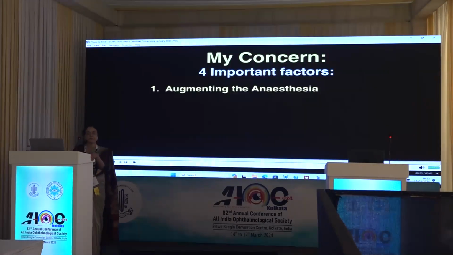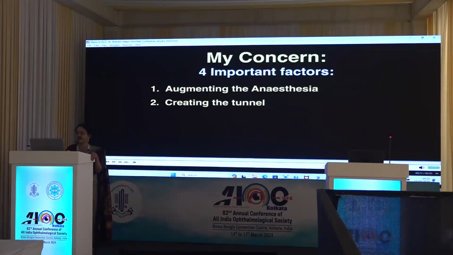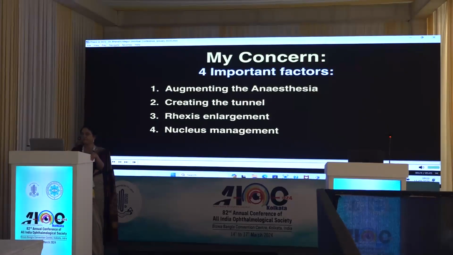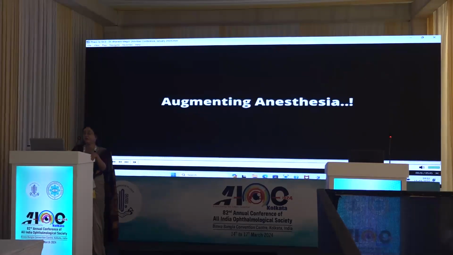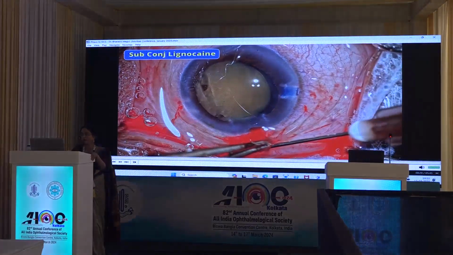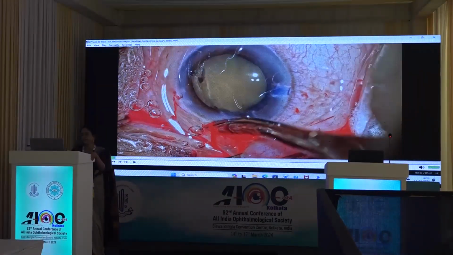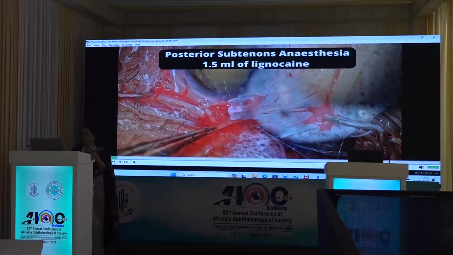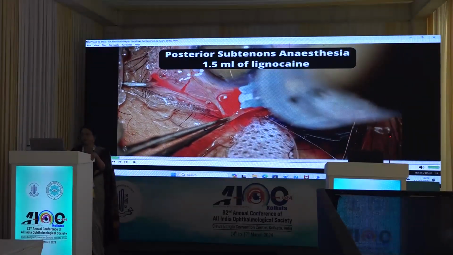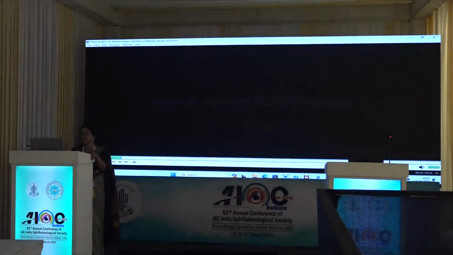My concern when I am shifting from phaco to small incision cataract surgery is augmenting the anesthesia because the patient has to sit for a long haul. How do we augment the anesthesia? 1.5 ml of xylocaine is injected into the area where you are planning to do the small incision tunnel.